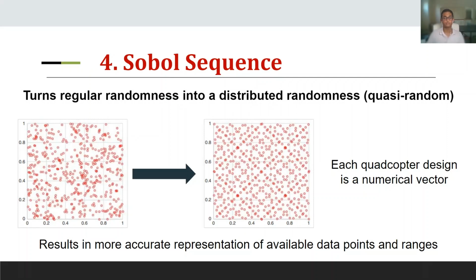But how does this apply to this methodology? Each numerical vector or point on a Sobel sequence generated graph is a quadcopter design. For example, let's say we have arm length on the x-axis and shell thickness on the y-axis, and we want to sample random drone designs. We expand this concept to a 9-dimensional space and sample points from this 9D space.